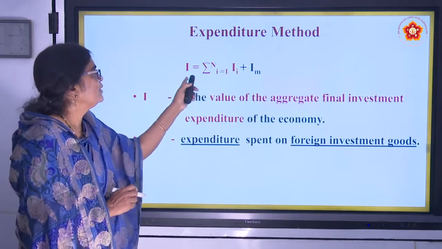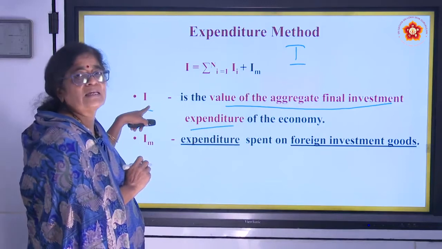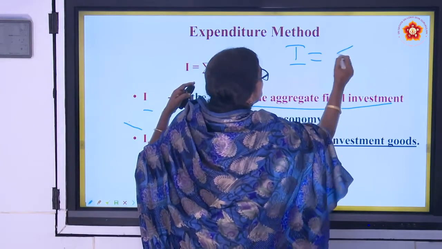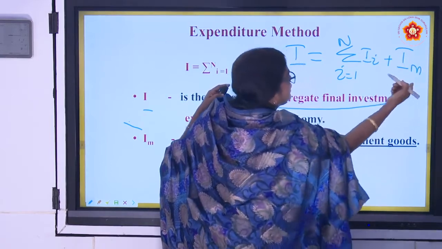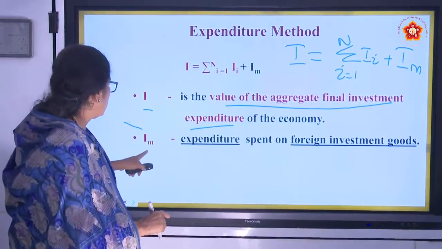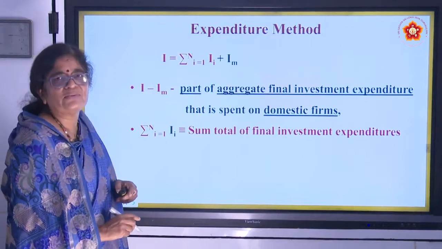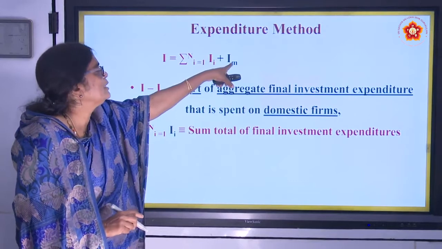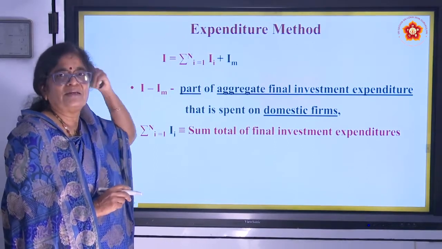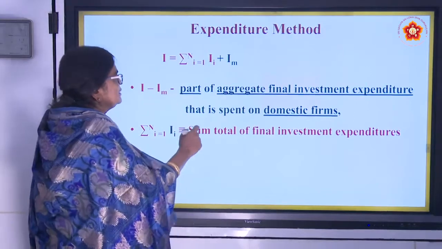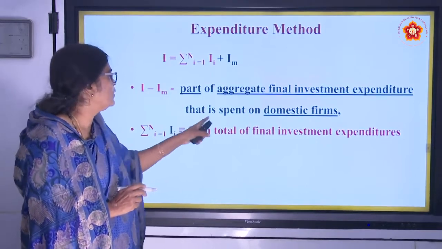Now the investment component: the value of total aggregate final investment expenditure is denoted by capital I. Capital I can have two portions. One is the expenditure on domestic firms, plus the expenditure on capital goods imported from other countries, IM. Therefore, IM is the expenditure spent on foreign investment goods. Therefore, I minus IM gives us the aggregate final investment expenditure minus investment expenditure on imported goods, which is the expenditure incurred in the domestic firms, on domestic items. Therefore, I minus IM is the part of the aggregate final expenditure capital I that is spent on domestic firms.